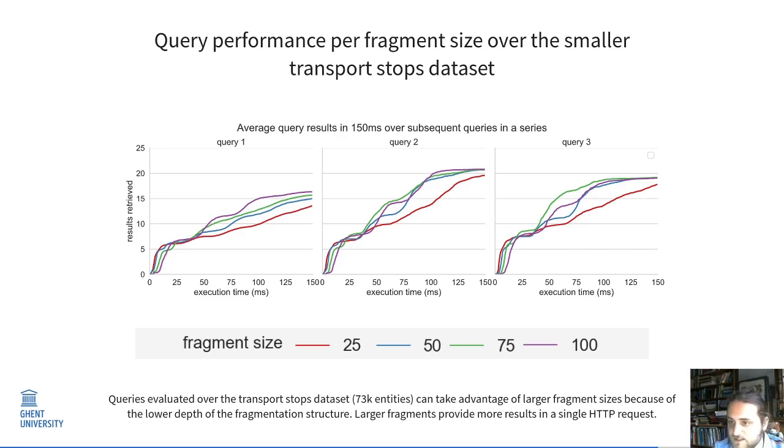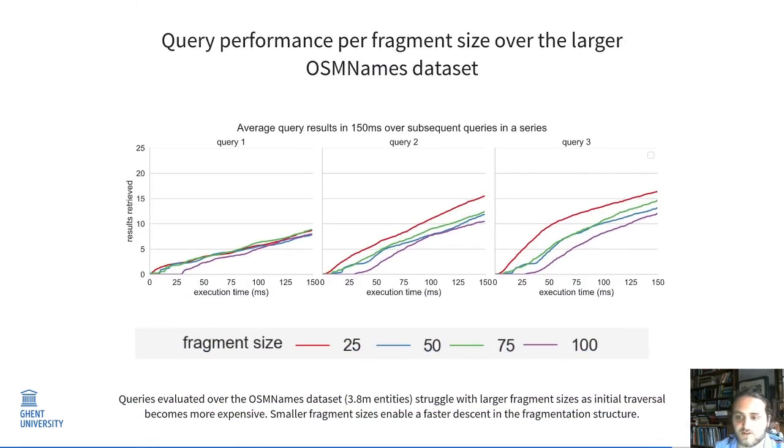However, if we compare this result to an evaluation over a much larger dataset with 3.8 million entities and with a deeper tree structure, we see the opposite, that the larger fragment sizes have trouble keeping up with user typing at 150 millisecond intervals. This is because the randomized query log makes it so that the first query has to search for the position in the tree where the results are stored, and then we see as we have a smaller fragment size, the fragments are faster to retrieve, faster to process, and so the client can traverse deeper into the tree structure at a faster rate than when using larger fragment sizes.